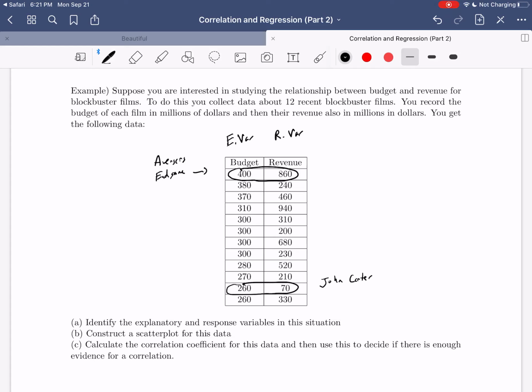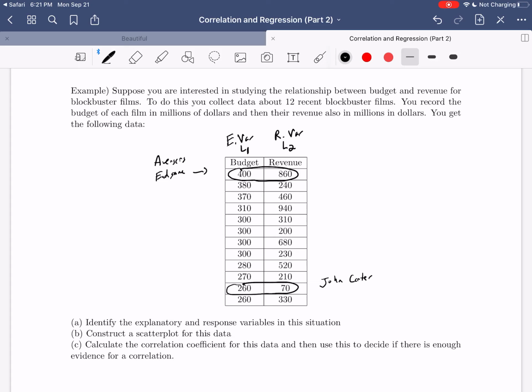Now, since you've watched the calculator demo video, you'll know that in terms of our calculator, we'll want to put the explanatory variable into L1 and the response variable into L2. So if you have your calculator and you're trying to follow along here, go ahead and hit Stat, Edit. In L1, go ahead and put those budgets: 400, 380, 370, 310, 300, 300 again, 300 again, 300 again, 280, 270, 260, and 260.